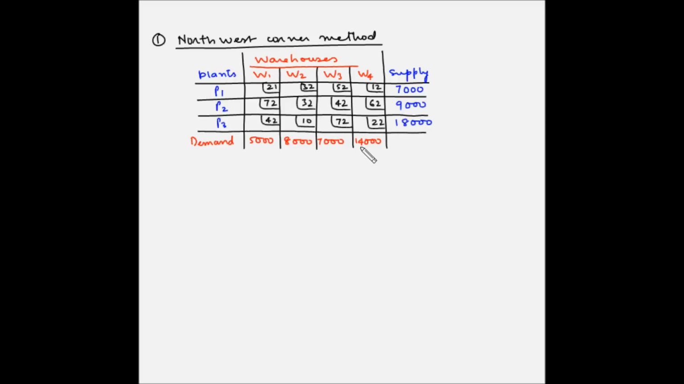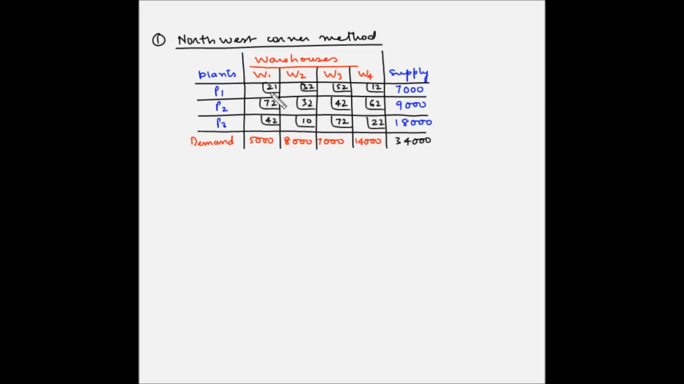For demand, 14 plus 7 is 21, 21 plus 8 is 29, and 29 plus 5 is 34. So supply and demand are both same and equal to 34,000. So in our case, the transportation table is balanced. Now let's proceed to the various methods to establish the initial feasible solution. So first we'll use the northwest corner method to establish the initial feasible solution.